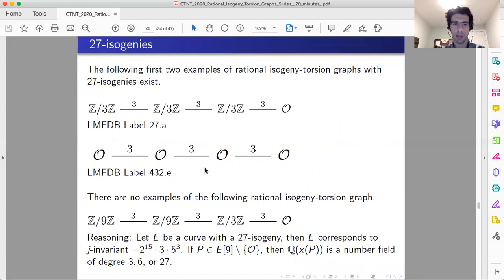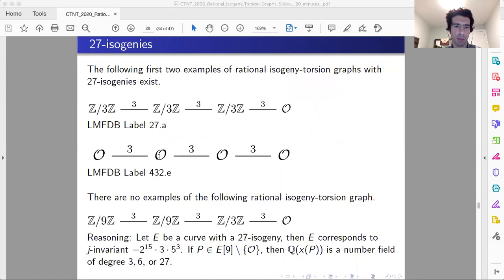So here are examples of 27 isogenies. The following two graphs are examples of 27 isogenies that do in fact exist. The third graph on the page does not exist. The reason why is that if we have a linear graph for 4 vertices, then one of the curves has a 27 isogeny.